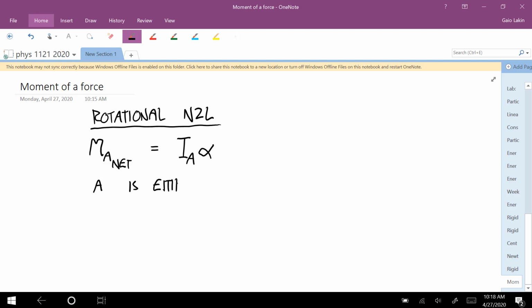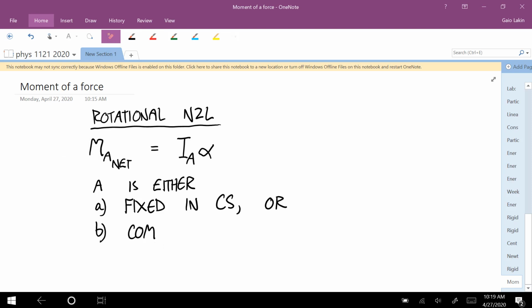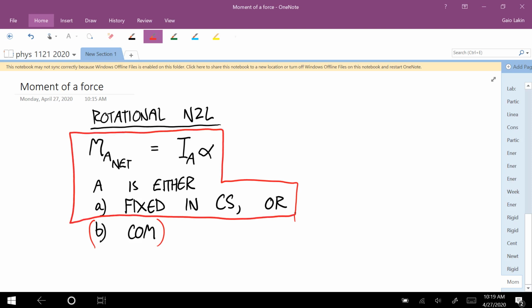A has to be either fixed in our coordinate system or the center of mass of the body. Well, we're always going to do problems where the axis of rotation is fixed in the coordinate system. So this is for later classes. And in this class, this is the definition.